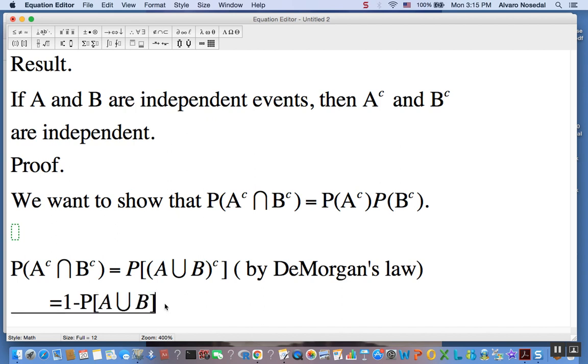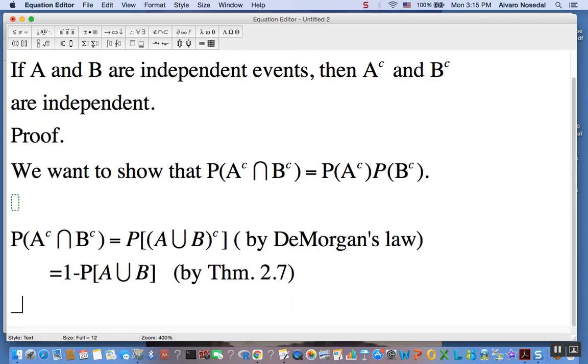You guys agree? And in your textbook, that theorem is very important, and they reserved a special number for it. It's Theorem 2.7. But again, let me remind you that we have already shown that theorem in another video. So by Theorem 2.7, we are making progress.